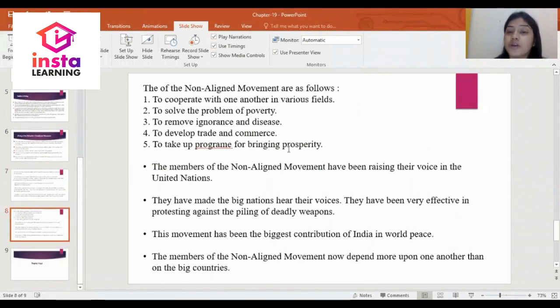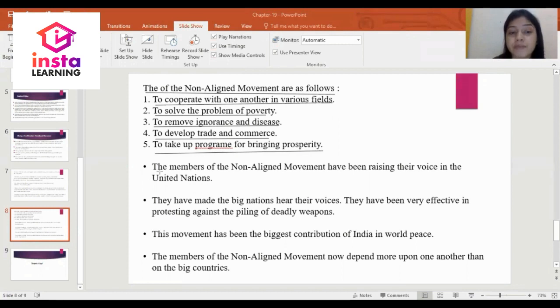As I am again highlighting, this is the important part of the chapter. The aims of the non-aligned movement are as follows: to cooperate with one another in various fields, to solve the problem of poverty, to remove ignorance and disease, to develop trade and commerce, to take up programs for bringing prosperity. So these are the motives of the non-aligned movement.